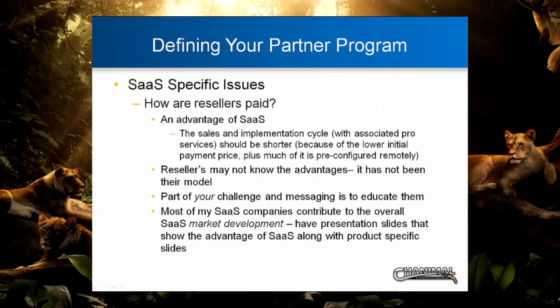It's usually shorter because the initial payment price is lower. So it's a lot easier for your company to set 10 people up with Salesforce at $50 a month times 10, which is $500, versus $600 for GoldMine per person. That's $6,000 versus $500. If you don't have a budget for it, $500 is a whole lot easier to get. So it'll shorten your sales cycle.